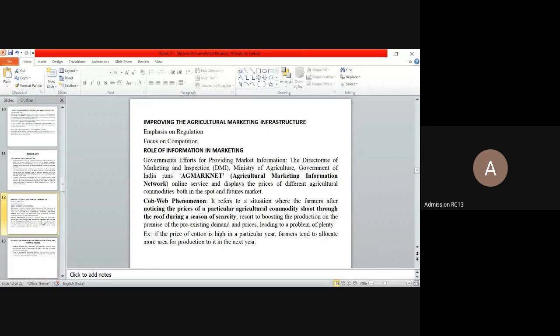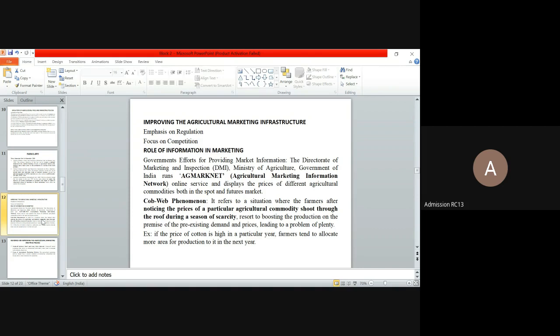Okay. Improving the agricultural marketing infrastructure. How do you do it? In two ways: emphasizing regulation and focusing on competition. That's it. For marketing infrastructure, based on what the regulation is, you improvise, and based on what the competition level is, you should also improve agricultural marketing infrastructure.